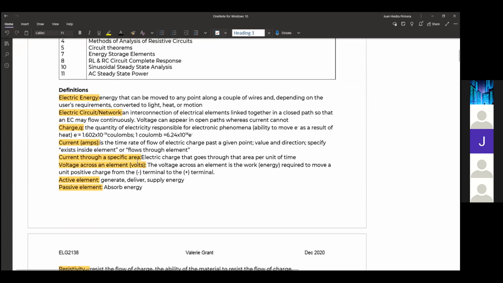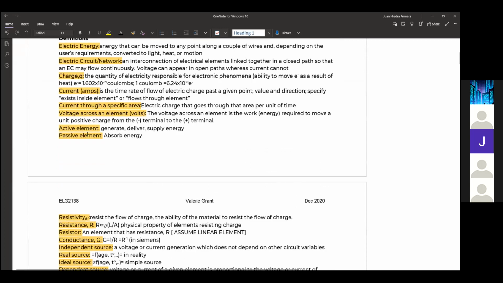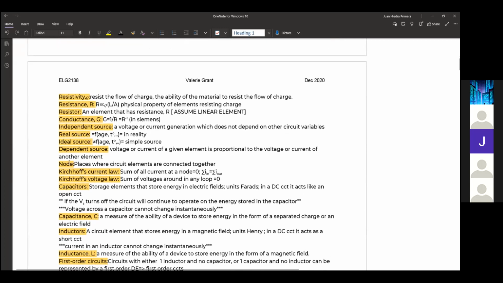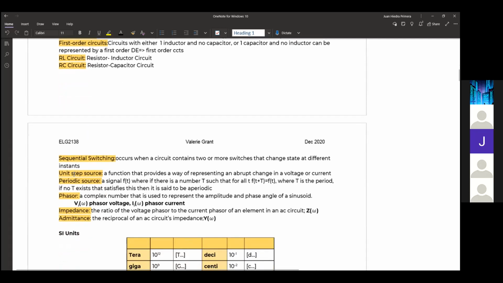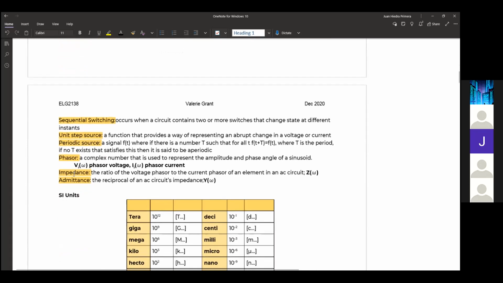So current and voltage through area and elements, whether the element is active or passive, and sources there. So go back to where I was. Once you have resistors, capacitors, and inductors, you can have what's called a first order circuit. First order means it has only resistors and either a capacitor or an inductor, which is represented by a first order differential equation. If it has a resistor and inductor, we call it RL. If it has a resistor and capacitor, we call it an RC. Later on in this, we'll also discuss second order circuits.